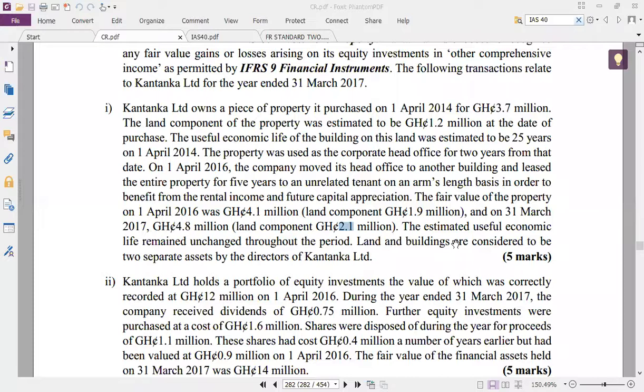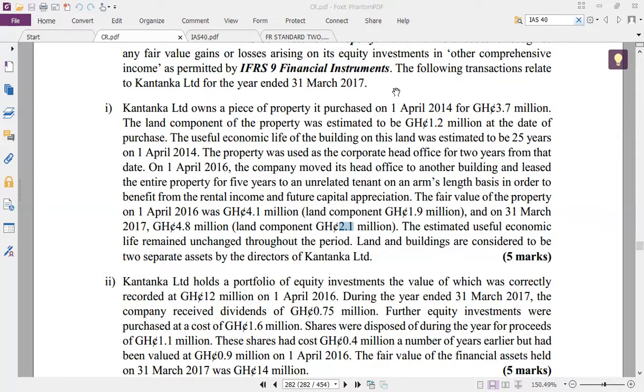The estimated useful life or estimated economic life remain unchanged throughout the period. Land and building are considered to be two separate assets by the directors of Santanka Limited. So it means that we do not add them together as one. Land is different from building. They are two separate assets. So that means losses of one cannot be used to offset gains of the other.